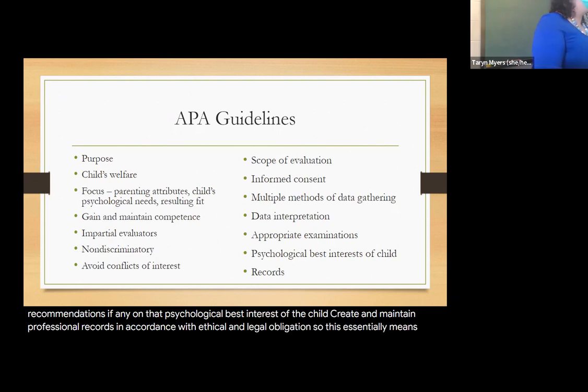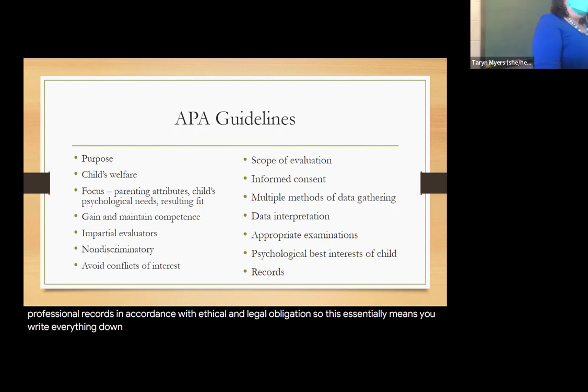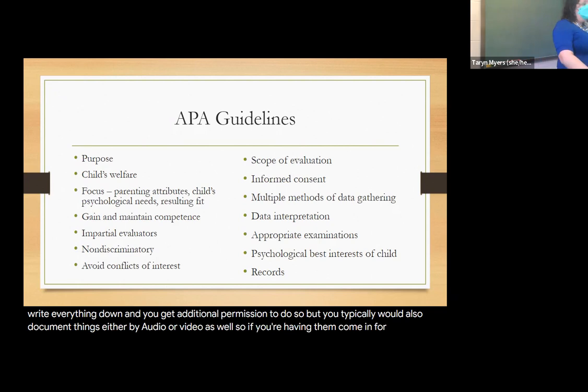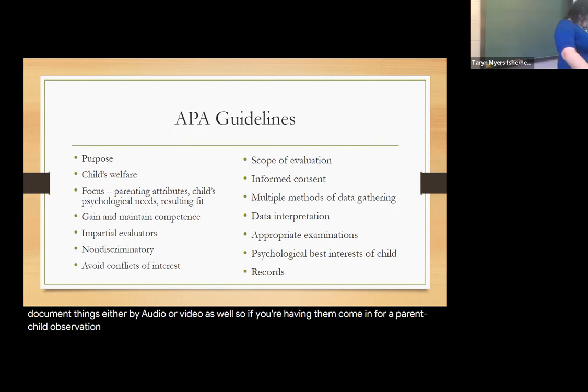So this essentially means you write everything down. And you get additional permission to do so, but you typically would also document things either by audio or video as well. So if you're having them come in for a parent-child observation, you would get their permission, and then you'd video record them.